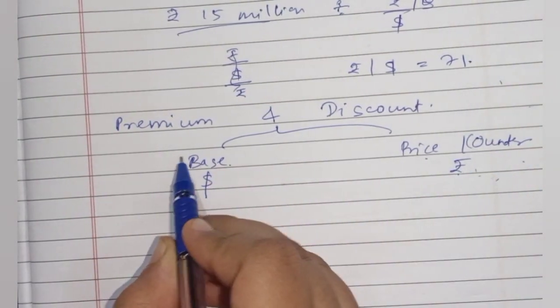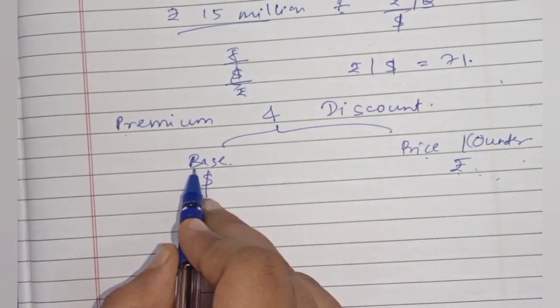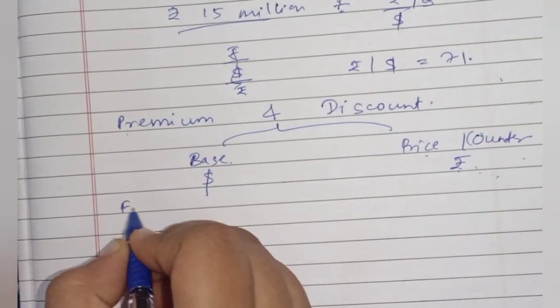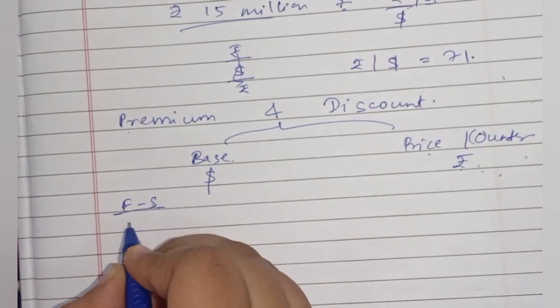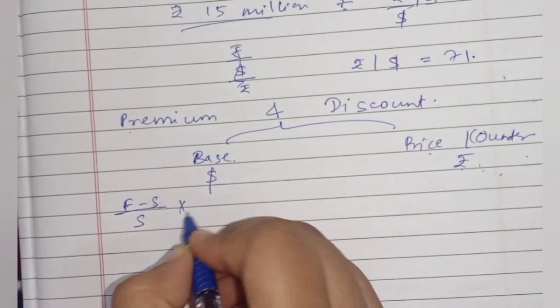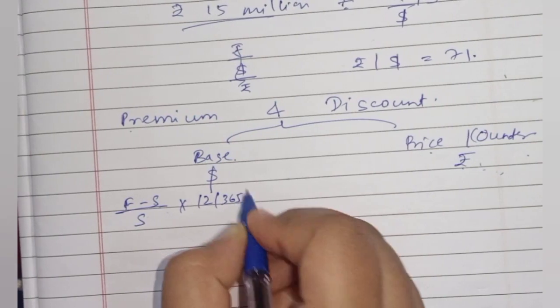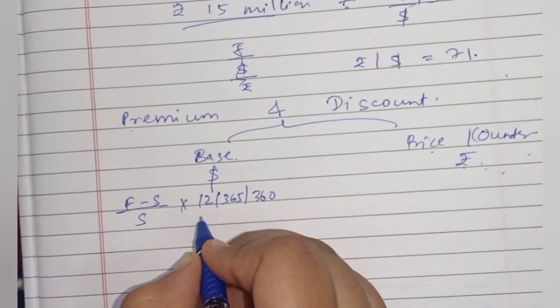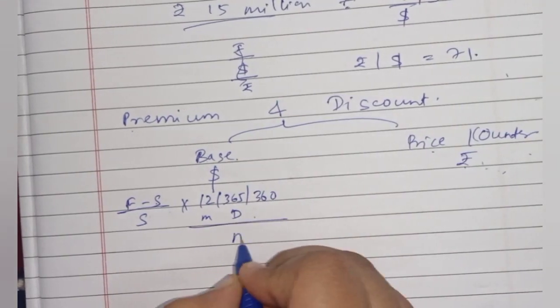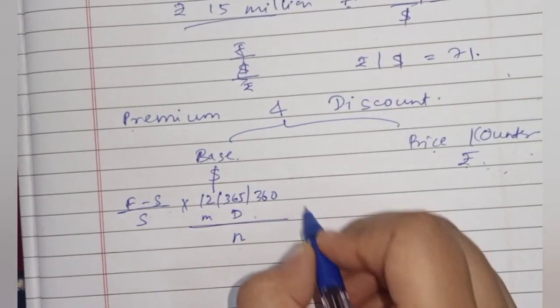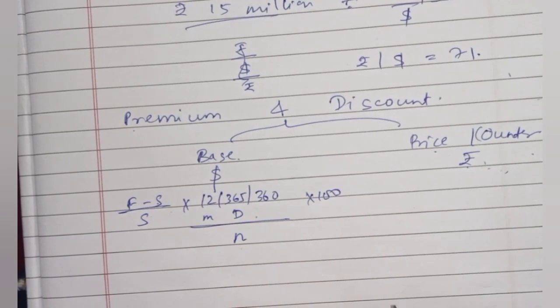So when you are using it for the base currency, the formula for premium and discount both will be F minus S upon S, that is forward minus spot divided by spot, into 12 or 365 or 360, either you are taking months or days, whatever the case may be, divided by n, the number of actual days. This will be multiplied by 100.